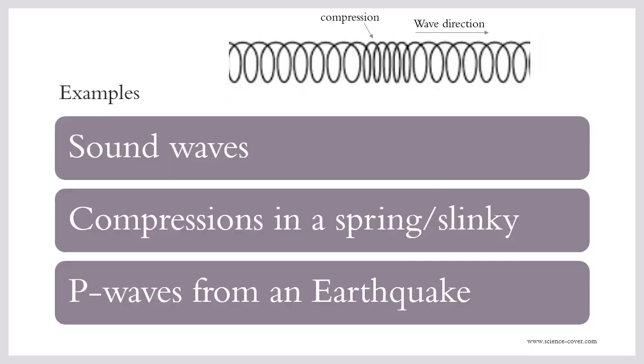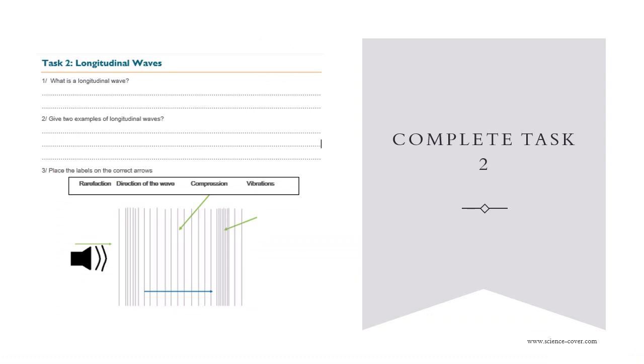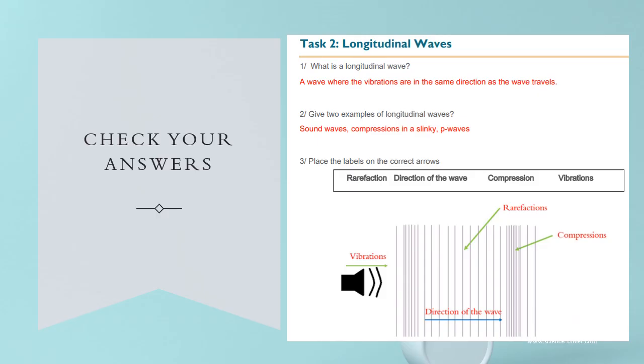Some examples of longitudinal waves are sound waves, compressions moving down a spring or slinky, and P waves from an earthquake. Pause the video now and complete task 2. Let's check our answers.